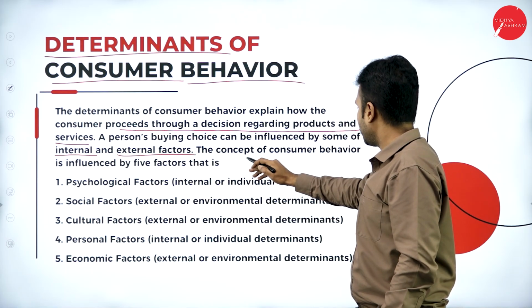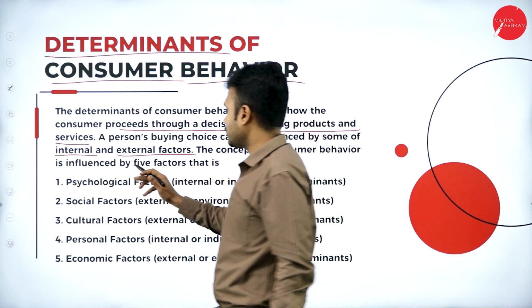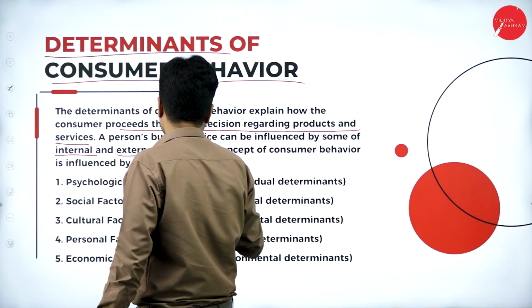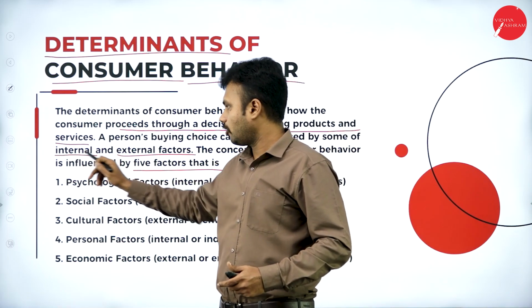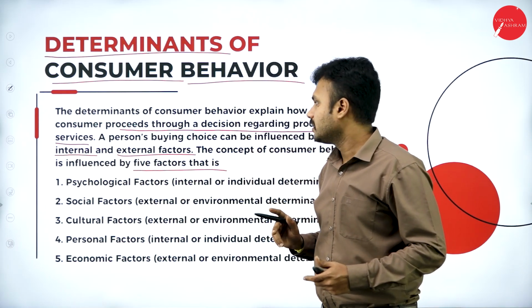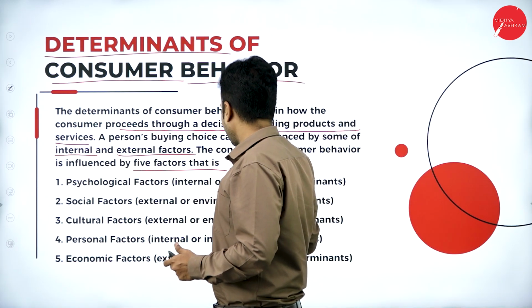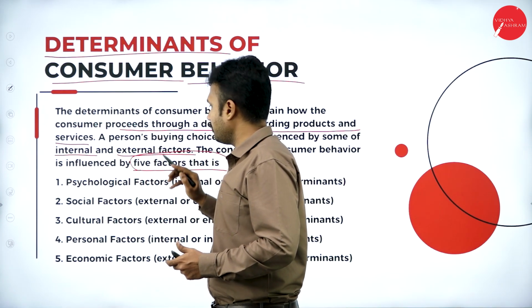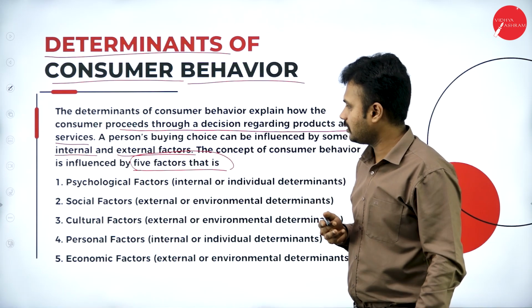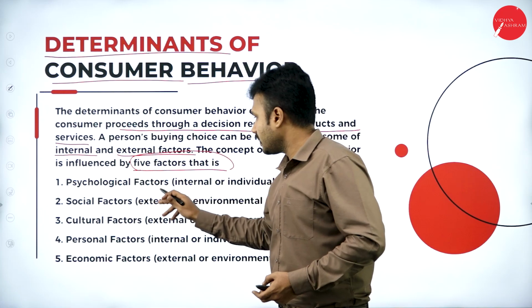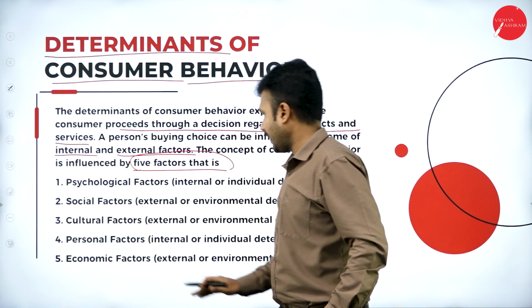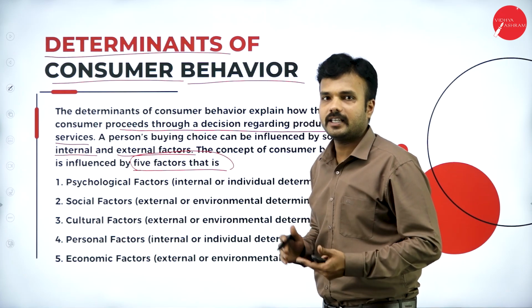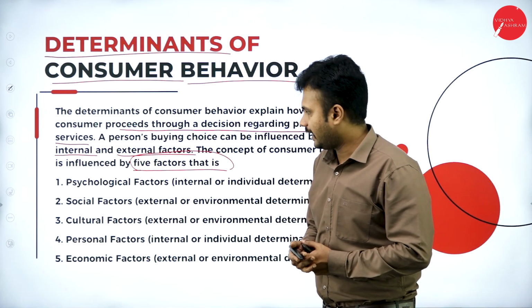The concept of consumer behavior is influenced by 5 factors. So if we consider together, whether it is internal or external determinants, there are 5 major factors that are going to influence the behavior of a consumer. Which are those 5 factors? Psychological factor, social factor, cultural factor, personal factor and economic factor. These are the 5 factors that are going to influence the behavior of a consumer.